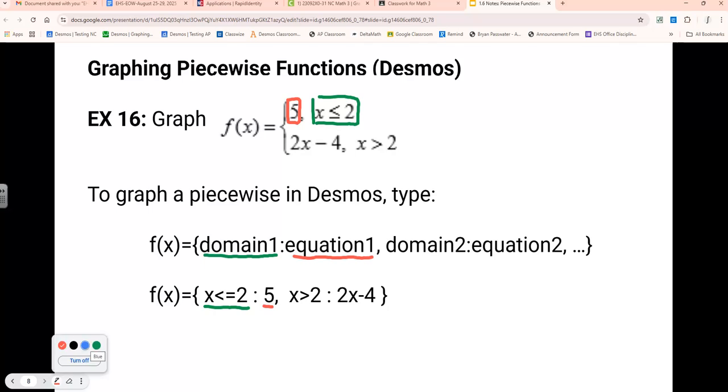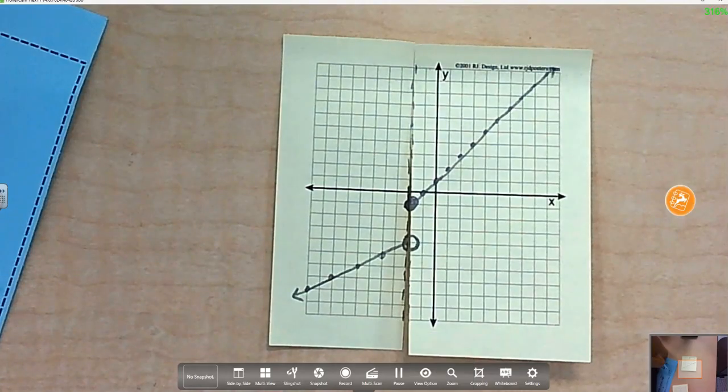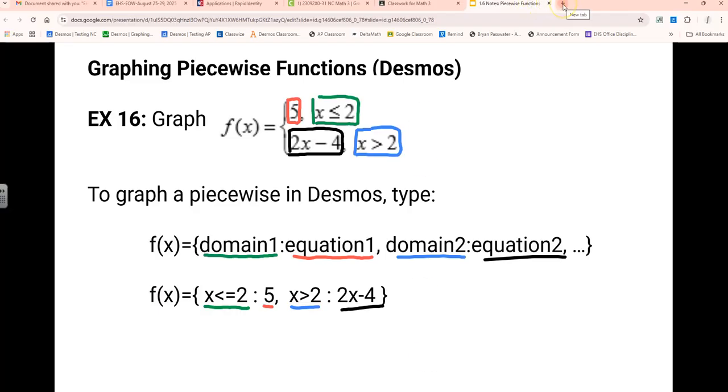And then you will do domain 2, right? The second part comes first when you type it in on Desmos, colon, and then the last part is the equation that goes with that. That's here. Okay? So, I want you guys to type that in on Desmos. Exactly what you need to type is right down here on the bottom. If you need to look at that, I'm going to type it in over here.